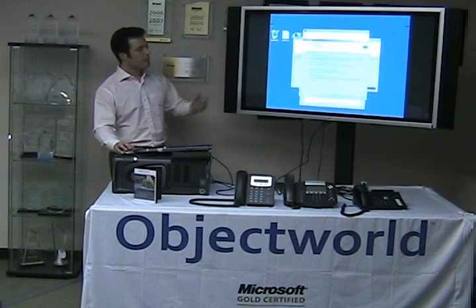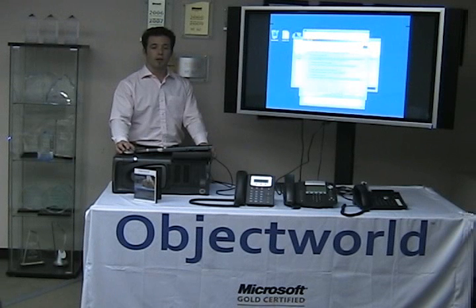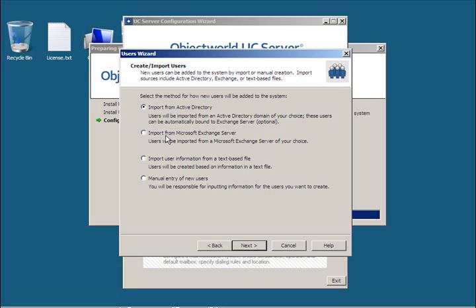In the users import step, which is what we're doing now, we have different ways of importing or creating users in UC Server. The first and default selection is from Active Directory. I've already created users in Active Directory prior to doing the install, so that's the selection we're going to go with. Other options include importing users from Microsoft Exchange Server, importing users from a text-based file.